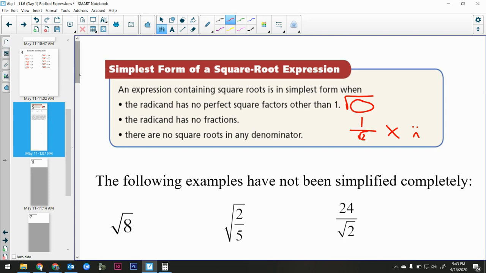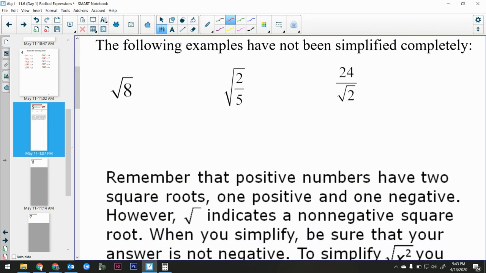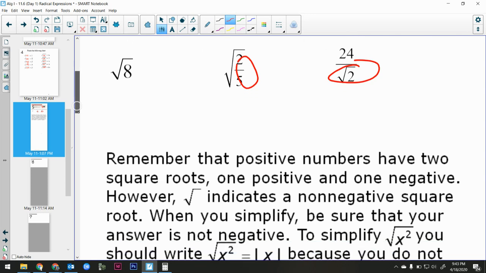So these are all ones that have not been simplified yet. Why not? Why is this one not simplified? Well, isn't 8 divisible by 4, and 4 is a perfect square? So I could take the square root of 8 and factor out a perfect square of 4. This is no good because there's a fraction inside there, and this is no good because there's a square root underneath in the denominator. Okay.